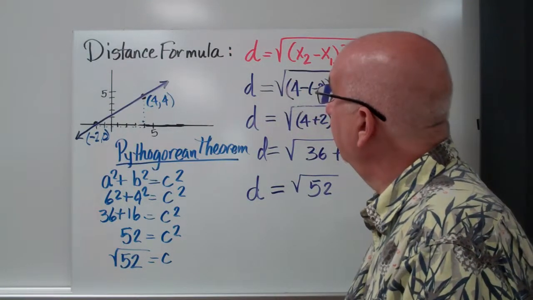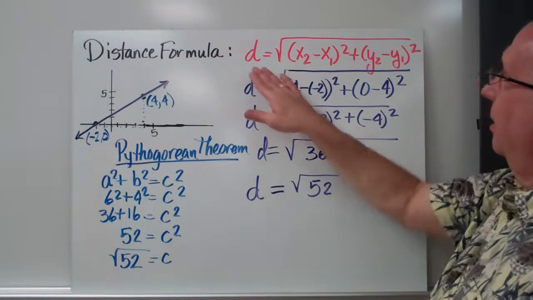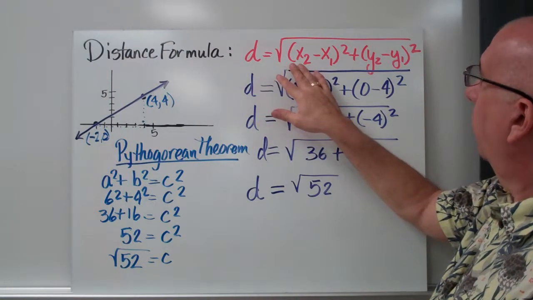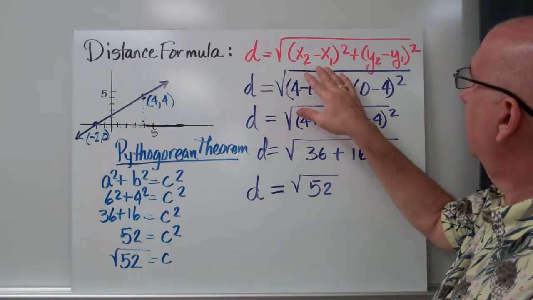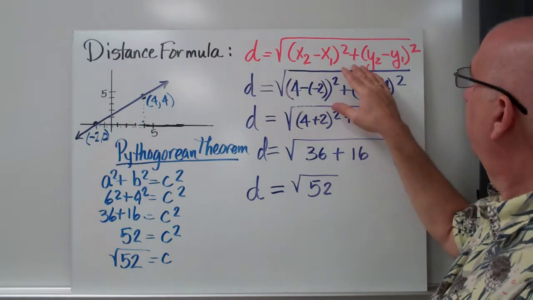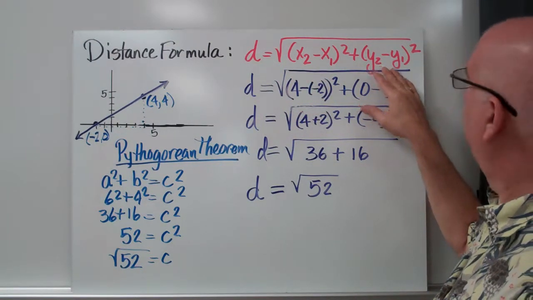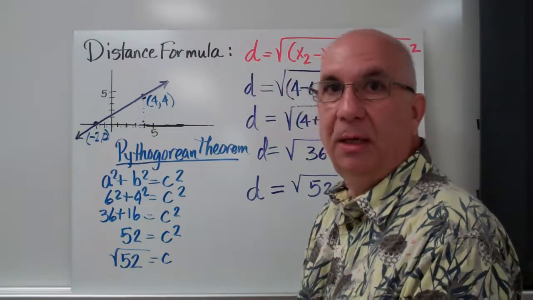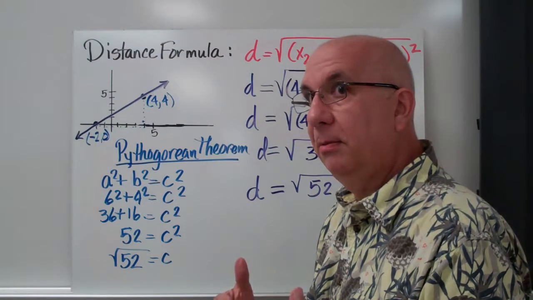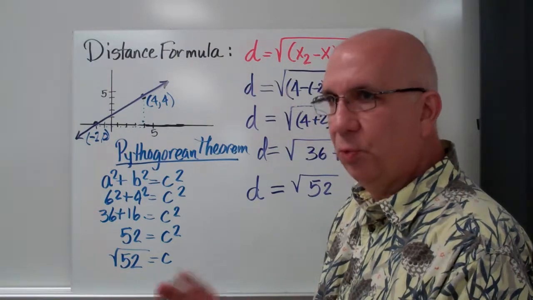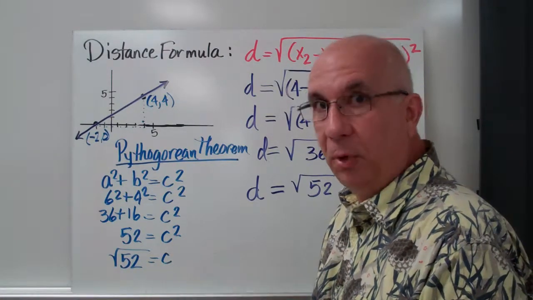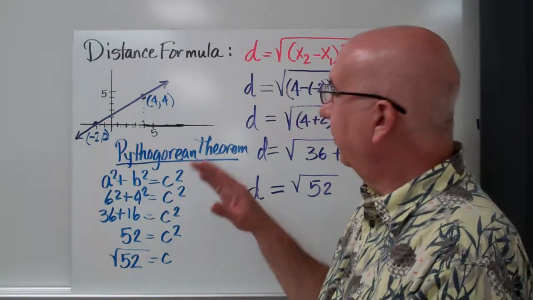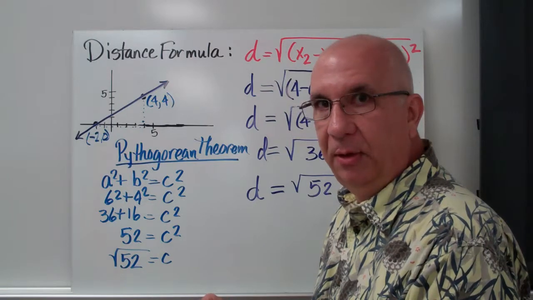The distance formula is found in red here. D is equal to the square root of the quantity x sub 2 minus x sub 1 squared, plus the quantity y sub 2 minus y sub 1, the quantity squared. Now, that looks a little confusing and a little imposing, but it's really no big deal. You've already been working with this for a couple of years anyway. It's based on the Pythagorean theorem.